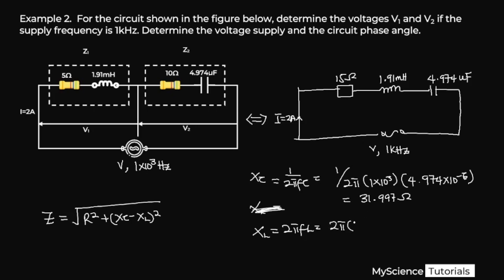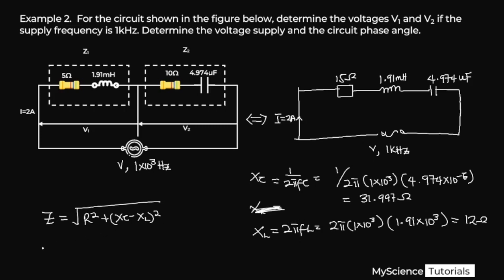Our frequency over here is still 1000, so 10 to the power 3, multiplied by our inductor over here, which is 1.91 times 10 raised to the power 3. If we multiply everything that we have over here, we are going to get a value of 12 ohms as our inductive reactance.